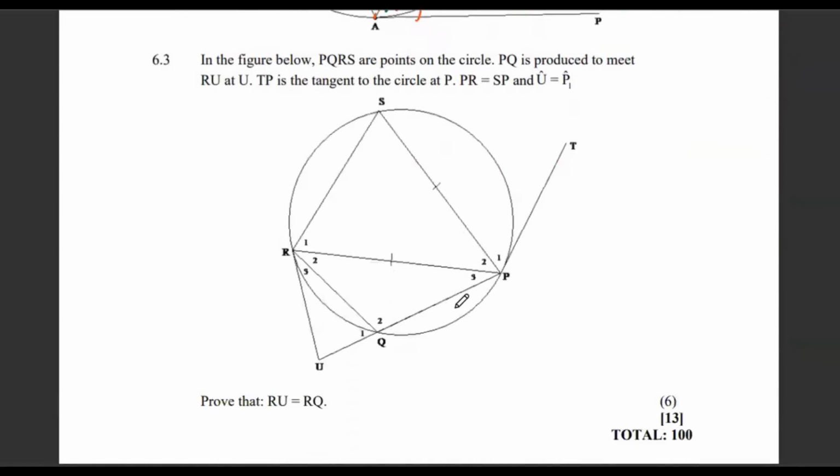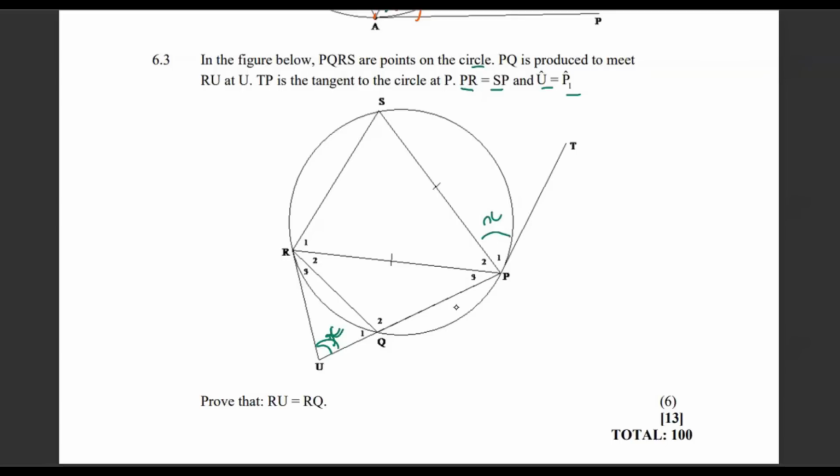Then 6.3, in the diagram below, PQRS are points on the circle. PQ is produced to meet RU. TU is a tangent to the circle. PR is the same as SP. And angle U is the same as P1. Where's U? That this angle here is the same as P1. So if that is X, that is also X.